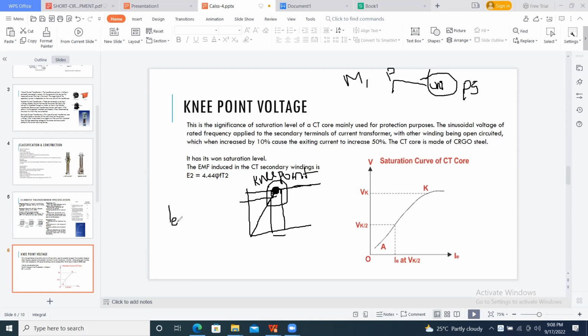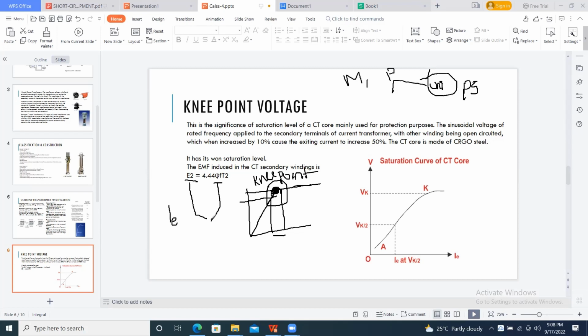So if you see in this equation also, the secondary voltage is directly proportional to the flux. From the curve also you can see that there is a linear relationship between the voltage and excitation current up to some point, from A to K. The A we will call the ankle point and K is the knee point voltage.